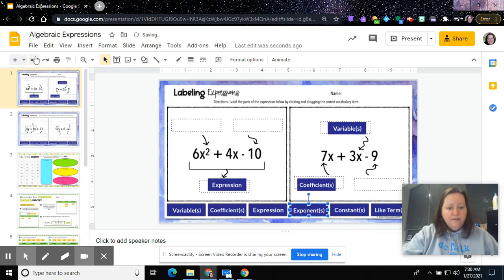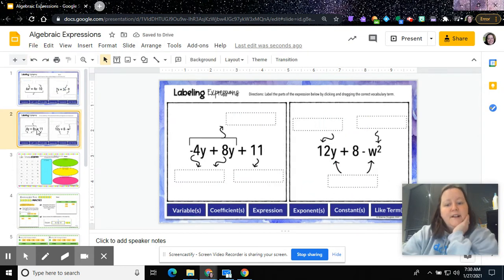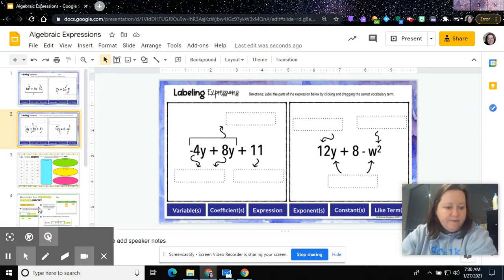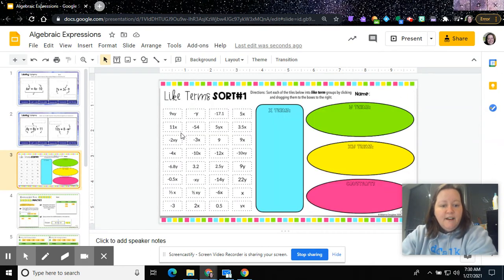Okay, so what I want you to do is work through this one by yourself. So you can go back to what we just did together on slide 1 and then see if you can answer these. Your next slide, on slide 3, is a like term sort. And so you'll see this one says x terms, y terms, xy terms, and constants. So this is just to get you to recognize what kinds of terms. So you're looking at the variable ending.